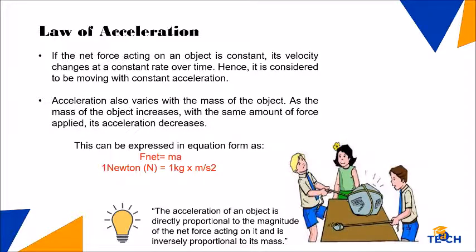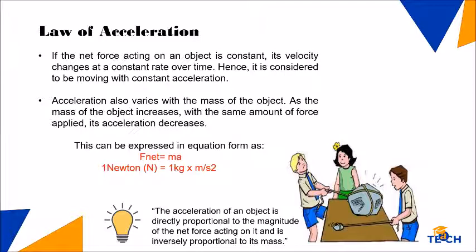Next is the law of acceleration, or Newton's second law of motion. This is when the net force acting on an object is constant, its velocity changes at a constant rate over time. Hence, it is considered to be moving with constant acceleration. Acceleration also varies with the mass of the object. For example, this picture here below.